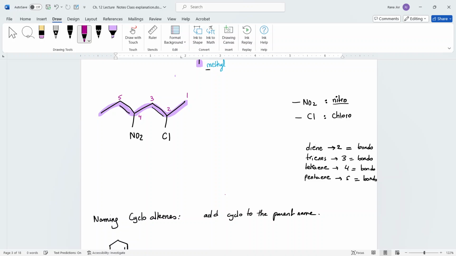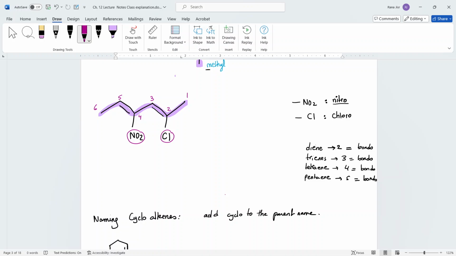So here it is. It's a chain of 6 carbons. Cl, when it is a substituent, is called chloro. NO2, when it is a substituent, is called nitro. Please know these, and you can have the table for them in the exam. And you are going to arrange those in alphabetical order. Of course, the C comes before the N.